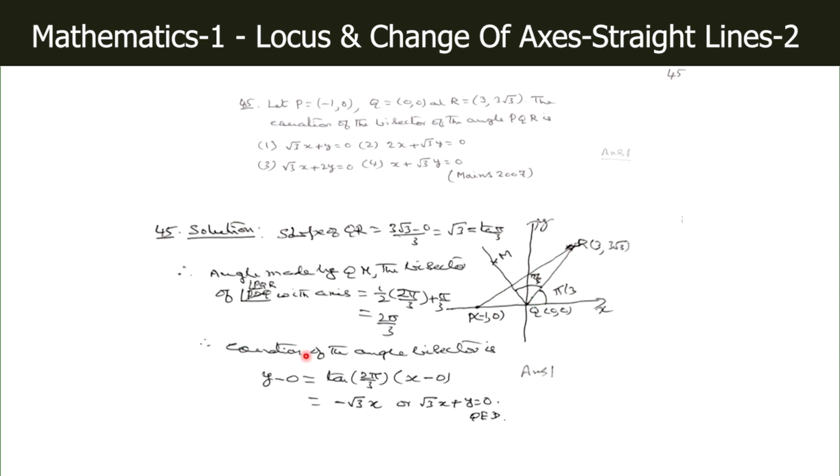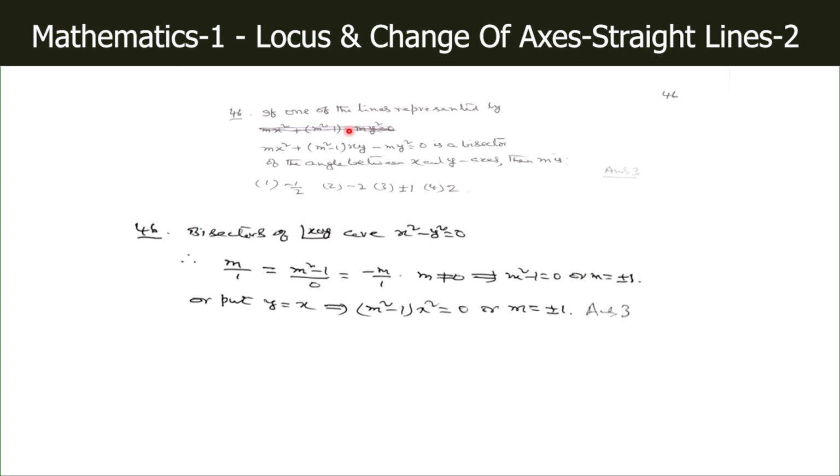So therefore, the equation of the angle bisector QM is y minus 0 is equal to tan 2 pi by 3 into (x minus 0). Tan 2 pi by 3 is minus root 3. So y equals minus root 3x, or root 3x plus y equal to 0. So the correct option is option number 1.